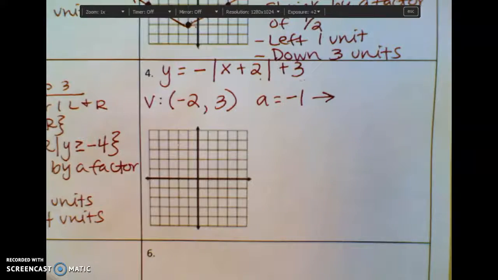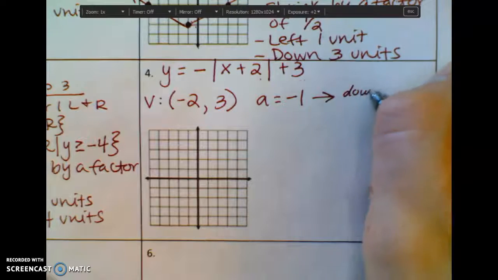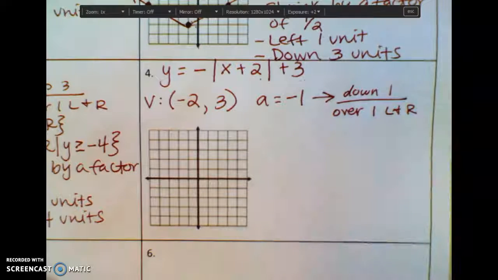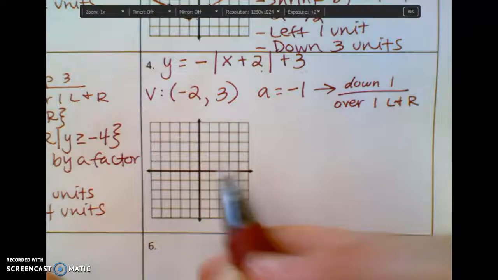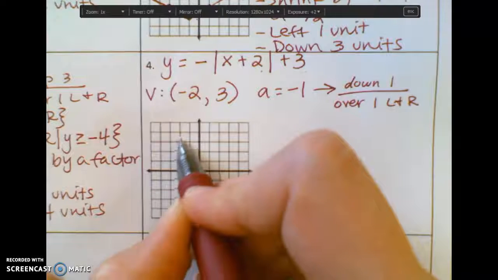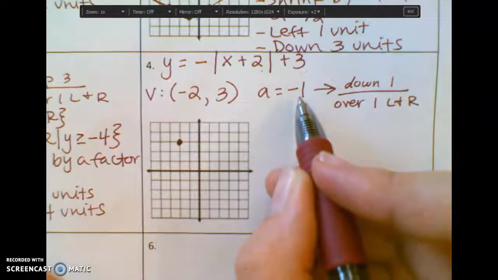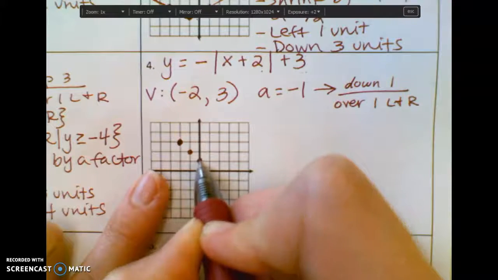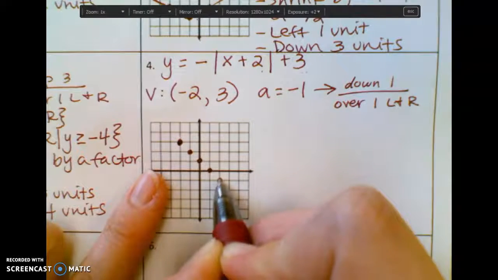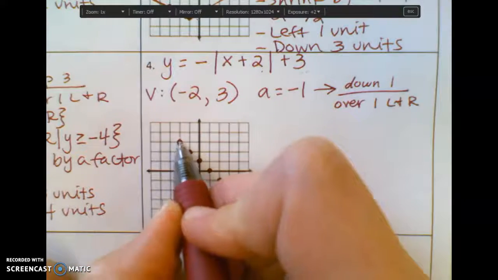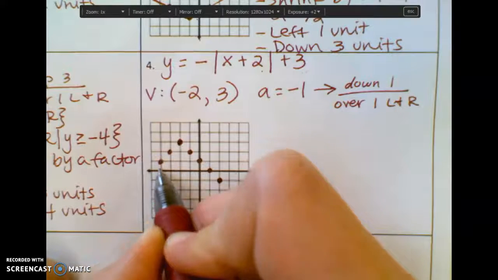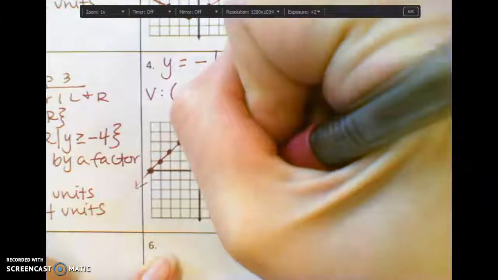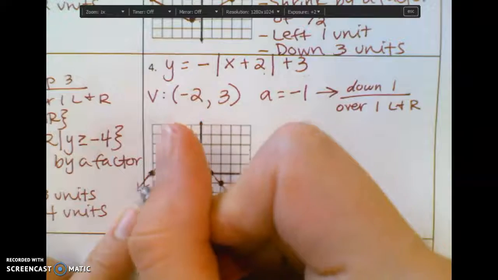What does that tell us to do this time? Are we going to go up? No, we're going to go down 1 and over 1, left and right. It's down because it's negative. So let's do that. We're going to go to negative 2, positive 3. Our a value is negative 1, so we are going down 1 and over 1. Down 1, over 1. Down 1, over 1, etc. Remember, it has to make a V, so I go left as well. Down 1, over 1, down 1, over 1, down 1, over 1. Always connect our dots because it's continuous with arrows on both sides.